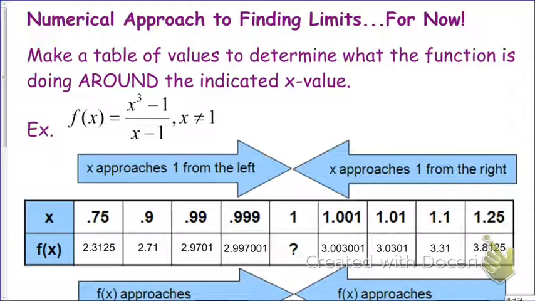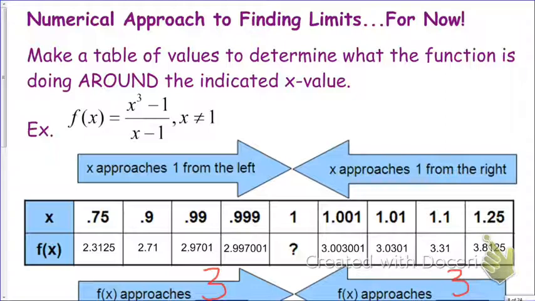Here's what your table should look like once complete. You'll see that x approaches 1 from the left. As it does so, our function value is getting closer and closer to 3. The same thing is occurring as x approaches 1 from the right. So our function is approaching 3 from both the left and the right.